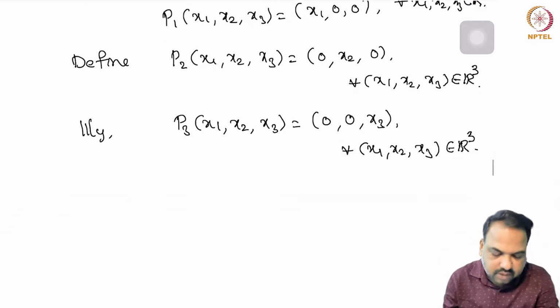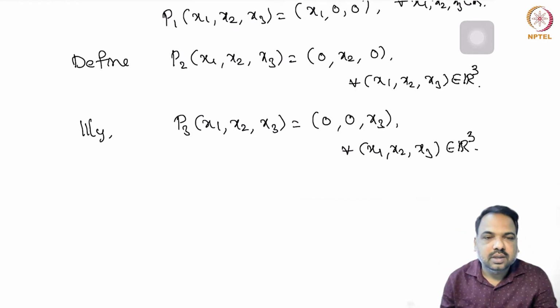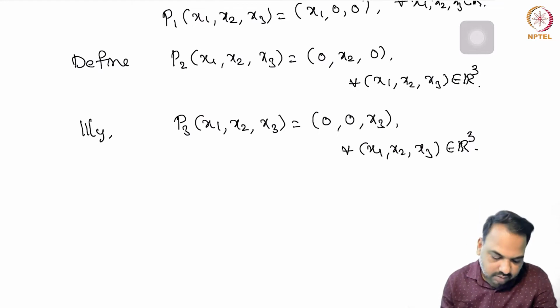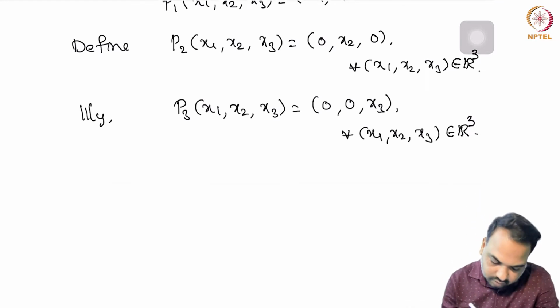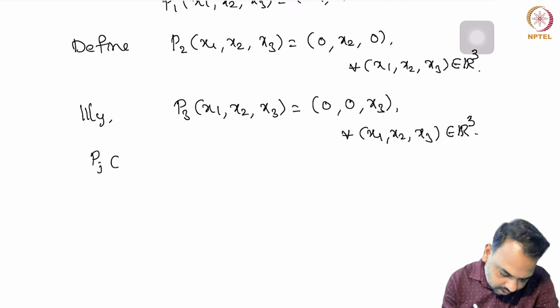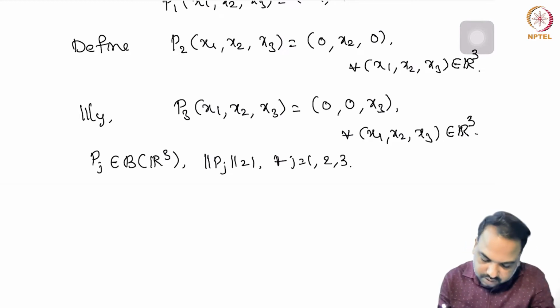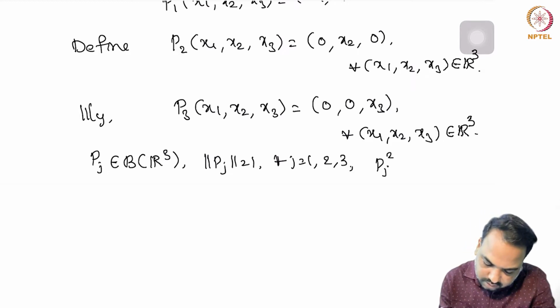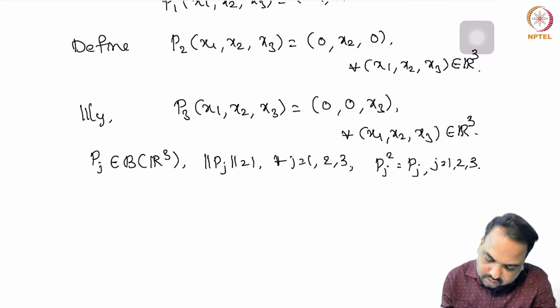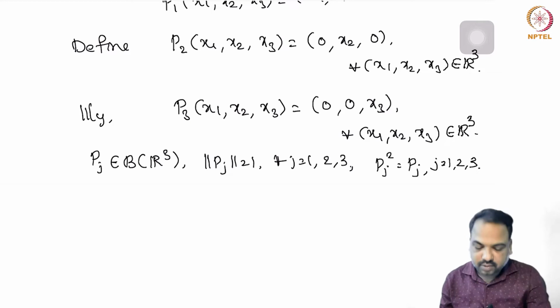So we can check that P1, P2, P3 are bounded linear maps. In fact the norm of each of these is 1. So Pj is in B(R3), norm of Pj is 1, and Pj square is Pj for all j equal to 1, 2, 3. So these are all projections or idempotents.